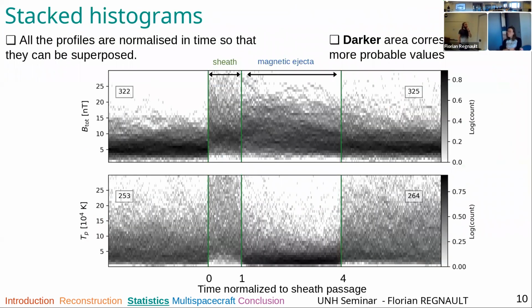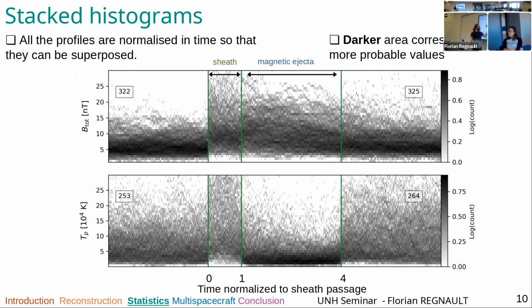And here we can see what we call the stacked histogram, which is the evolution of the distribution of the magnetic field as a function of time, with darker areas corresponding to more probable values. So here you have the sheath region, here you have the magnetic ejecta, and in this part here, which is the measurement of the solar wind before the arrival of the CME, you have this dark area that suggests that mostly the value of the magnetic field before the arrival of the CME is around 5 nanotesla, right?